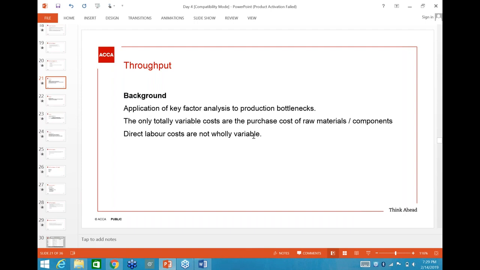So right throughout our syllabus, when it comes to most topics, we assume direct labor to be variable, but no one's working on piece rates. So those who introduced this concept of throughput accounting say, do not take direct labor cost as a variable cost. The only purely variable cost is material. So let's go through with it.